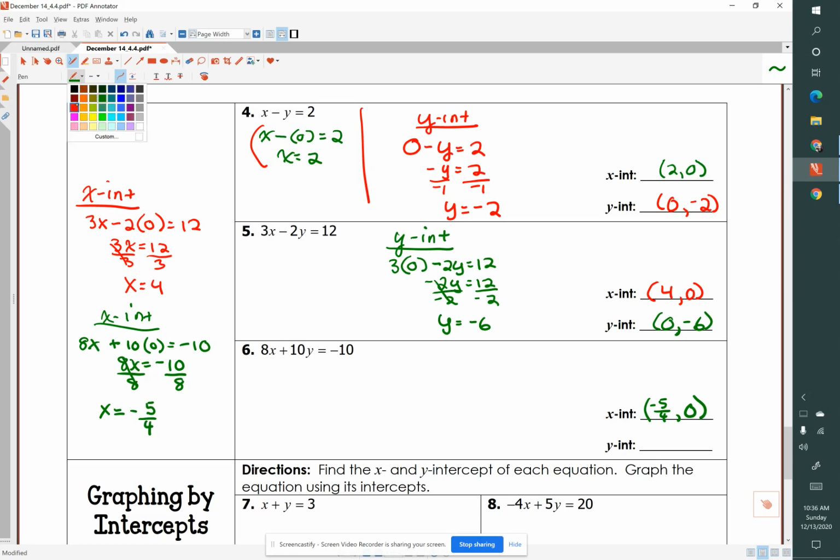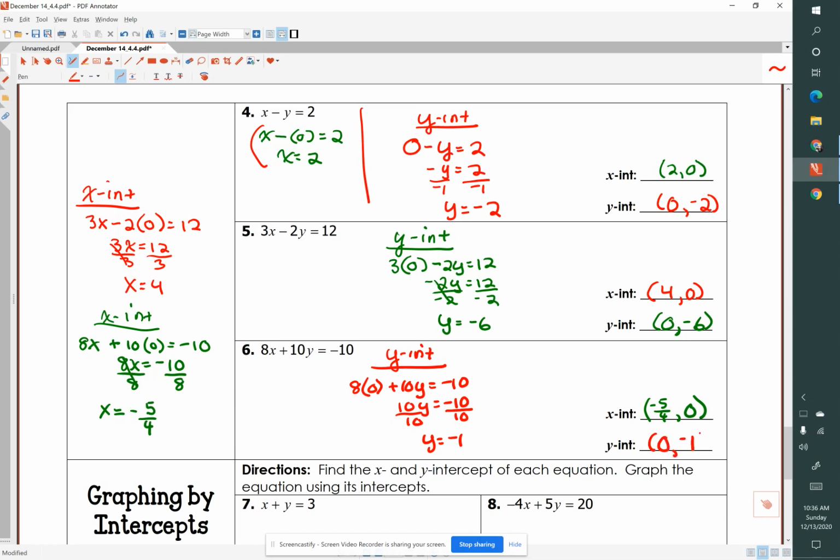And now the y-intercept. So we'll have 8 times 0 plus 10y equals negative 10. We'll solve for y now. So 8 times 0 is 0. We have 10y equals negative 10. Divide both sides by 10. And y equals negative 1. So our y-intercept is 0, comma, negative 1.